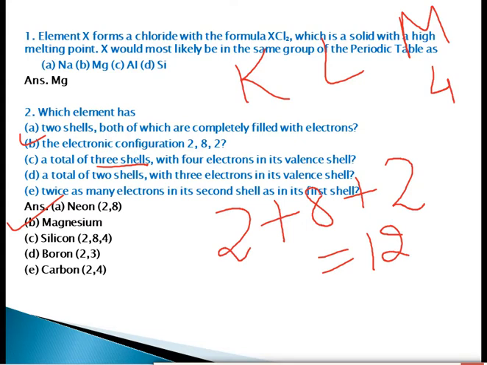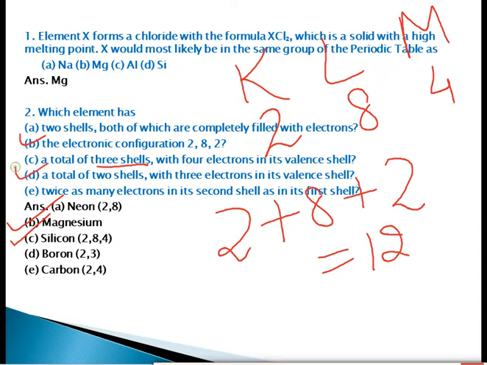Okay, 3 shells, K, L, M. M is the last shell, and in that shell, 4 electrons will be present. So in L shell, how many electrons should be present? 8, and in K shell, 2. 8 plus 2, 10. 10 plus 4, 14. Which element is having 14 electrons or 14 atomic number? It is silicon. Silicon is the element which has 4 electrons in the outermost shell. Its atomic number is 14, and it will have 3 shells.